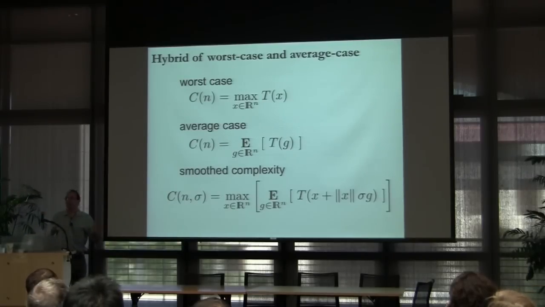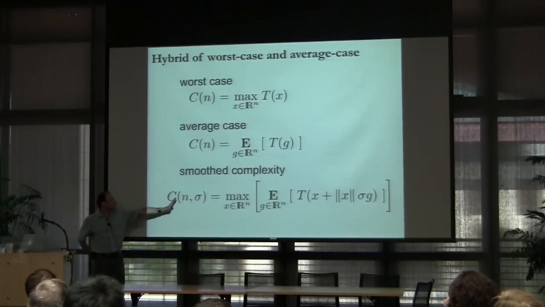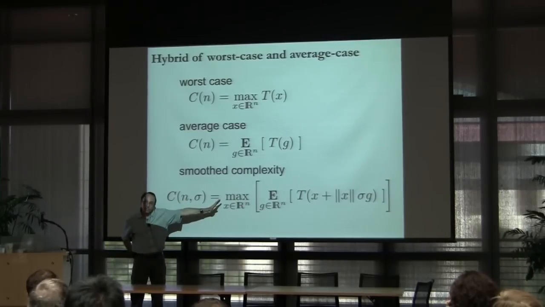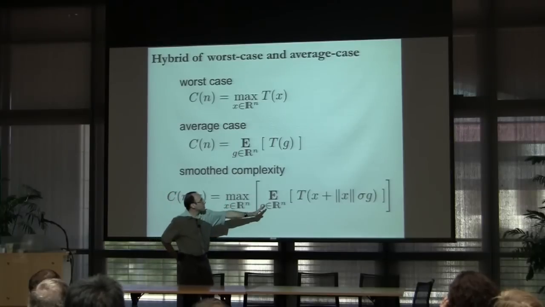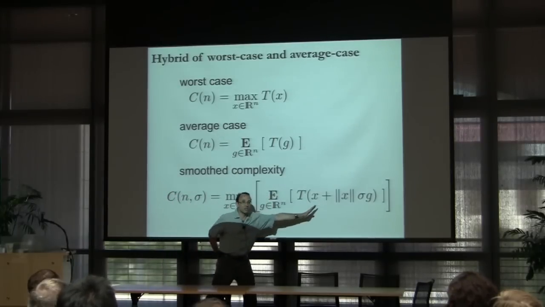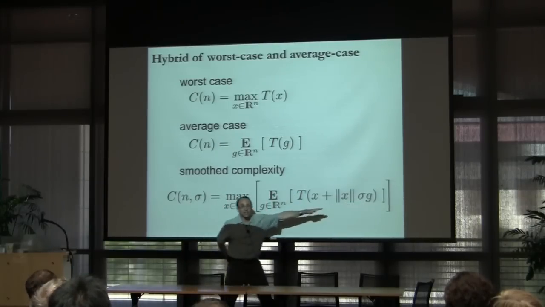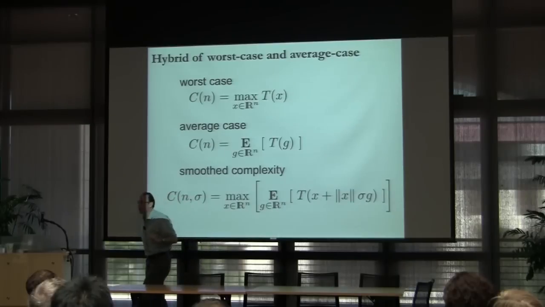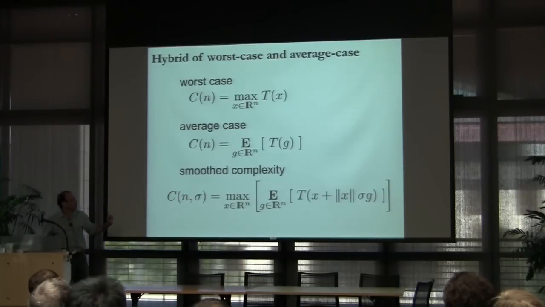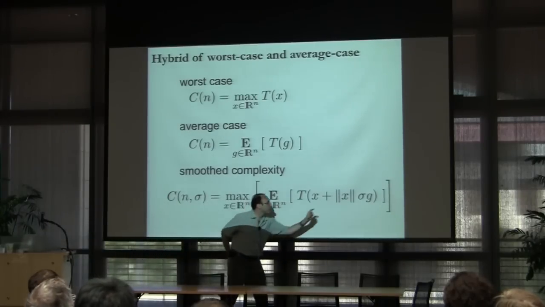So it's going to have two parameters in it, as opposed to just one parameter. One parameter will be input length. Another parameter will be a measure of the amount of noise we have. So we'll talk about the smoothed complexity of an algorithm as parameterized by the input length and the amount of noise. You can think of it as the maximum over input instances of the expectation under slight random perturbations of those instances. So here I've added x to, if you'll excuse me, something multiplied by g. I say excuse me, it's a longer formula than I'd want. There's a sigma there telling you the standard deviation of your Gaussian.